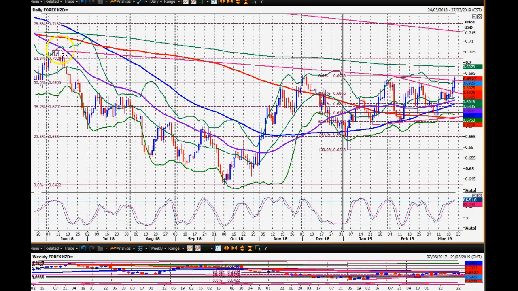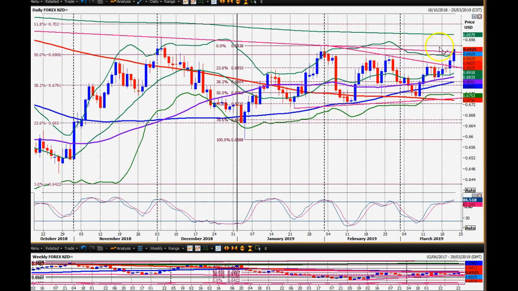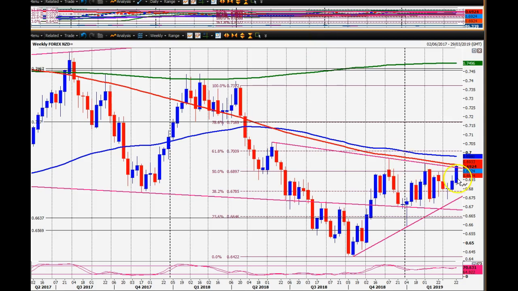Now, we're tackling this trend line that goes back to June 18, which is more important, but we seem to be breaking through it. So it all looks positive on the daily chart, but then when you look at the weekly chart, you see that we have run into the 200-week moving average at 69.33, and the high is 69.33 as I speak. So this is obviously key.